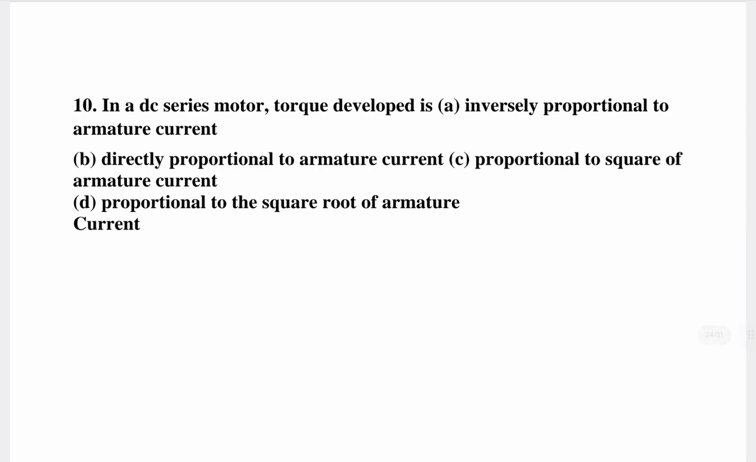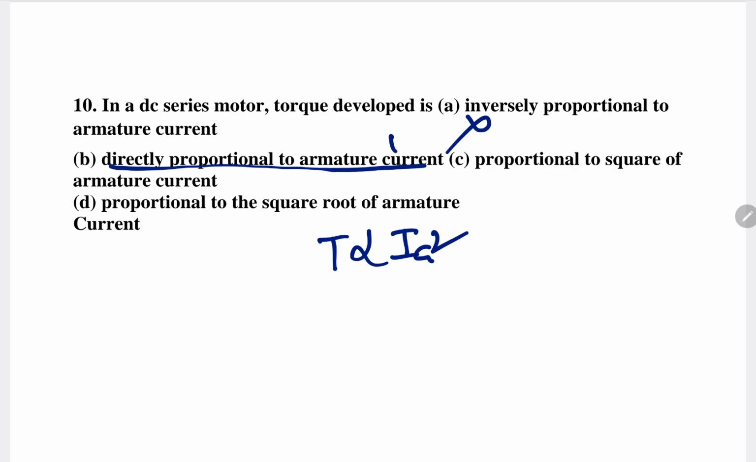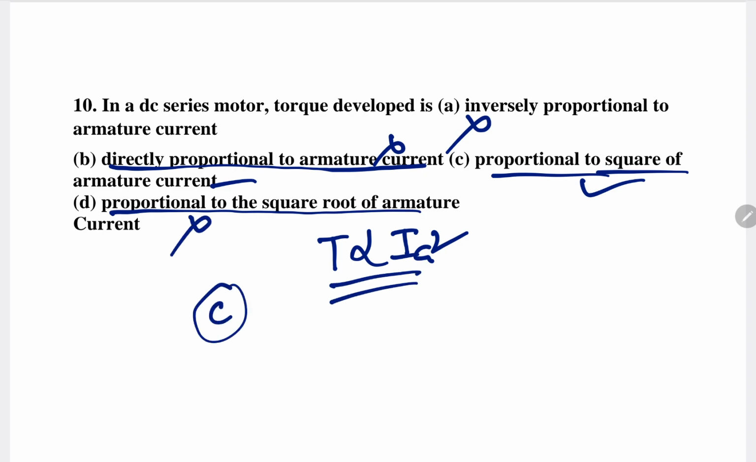Next, in a DC series motor, torque developed is inversely proportional to the armature current. No, it's not correct. In series motor, T is proportional to what? Ia square. Directly proportional to the armature current, not correct. Proportional to the square of the armature current, this is correct. Proportional to the square root of the armature current, wrong. So answer is C, T proportional to Ia square.